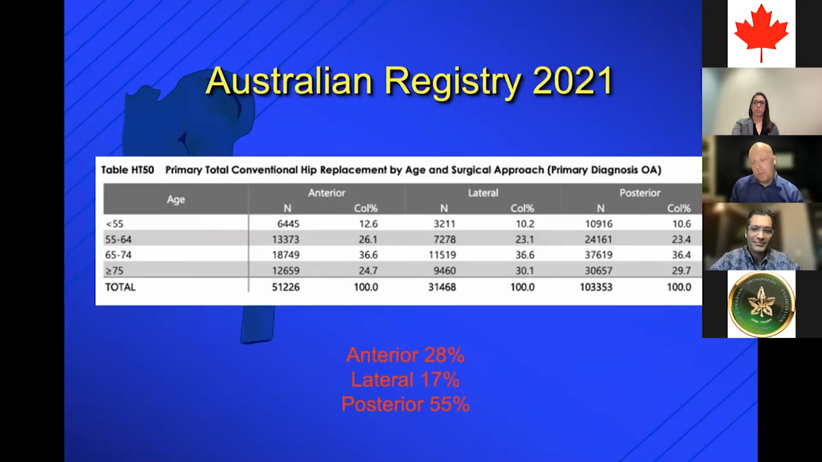Now, if you look over time, across multiple countries, this is just an example from the most recent data from the Australian Joint Replacement Registry, anterior and other approaches such as these novel approaches are taking up more and more of the segment of the population that are getting total hips. So in this data, the anterior approach occupies 28% of the data from 2021.